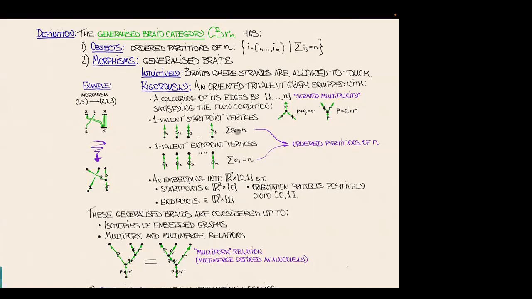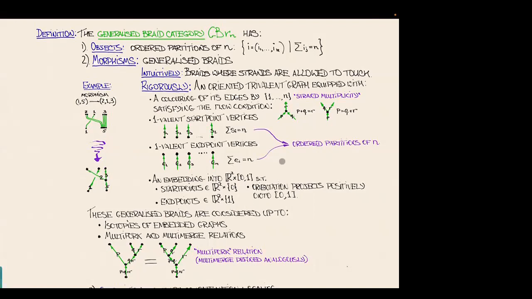And then you have a beginning and the end of the diagram: start point vertices, which you have some number of, but their total multiplicity must be n. And then you have endpoint vertices. Again, there can be a different number of them, but the total multiplicity once again has to be n. And so here's an example. This diagram becomes this trivalent graph. It only has one trivalent vertex, and then it has two start point vertices and three endpoint vertices.